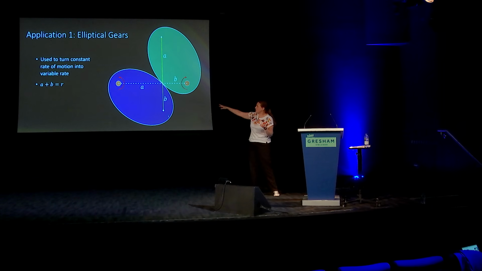But then at other points of the motion, when we rotate a bit further around, the distance to the blue one is small, and the distance to the green one is large, and then the green one will be moving slower. So if you rotate the blue one at a constant rate, the output gear will be rotating at a variable rate. And that's a really, really helpful thing, as I've said, in some applications. So already just with the definition, we're able to think about these elliptical gears as an application.